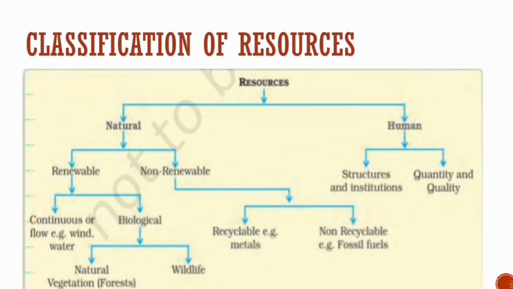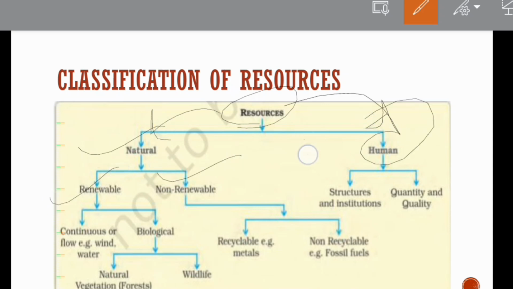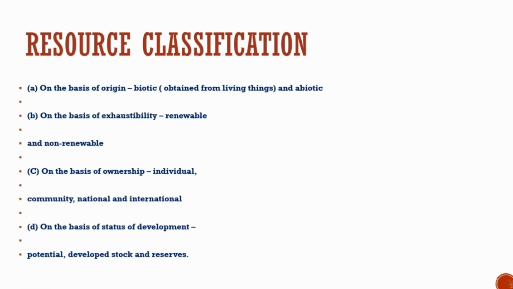That is the skill. Classification of resources. You can see the table below, that is resources. They can be categorized into natural and human. Natural ones are naturally available, for example, renewable and non-renewable resources, and human ones are man-made. We are creating them, for example, structures and institutions, quantity and quality, which we are going to study further.